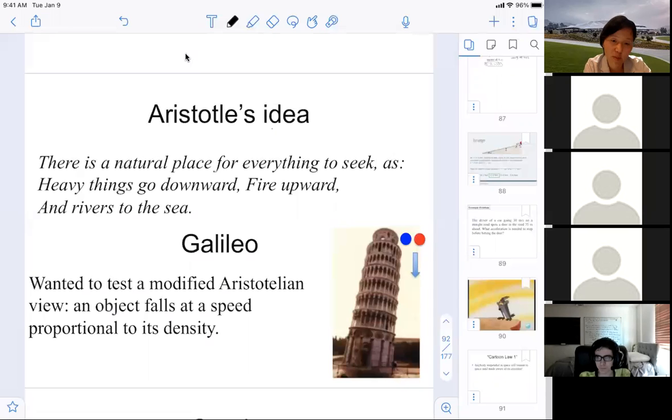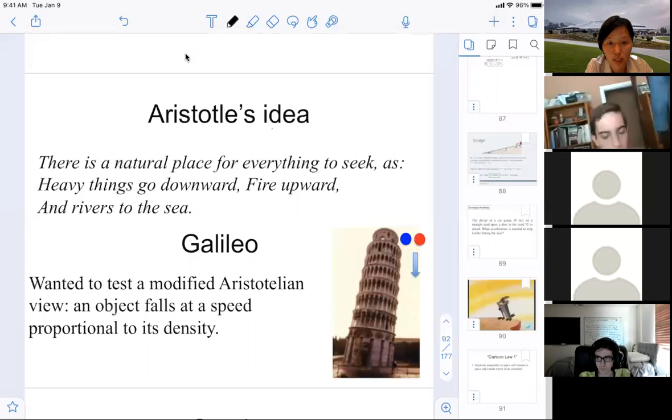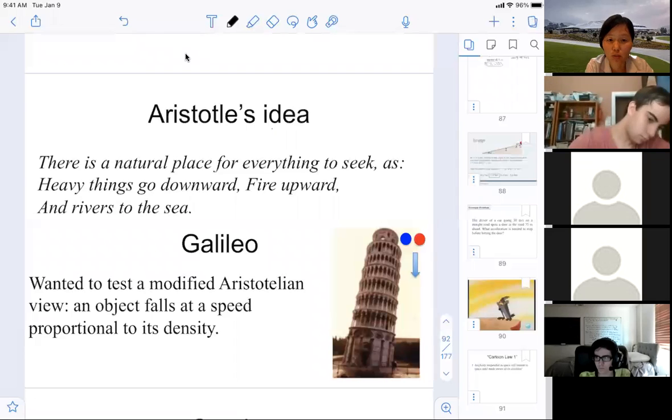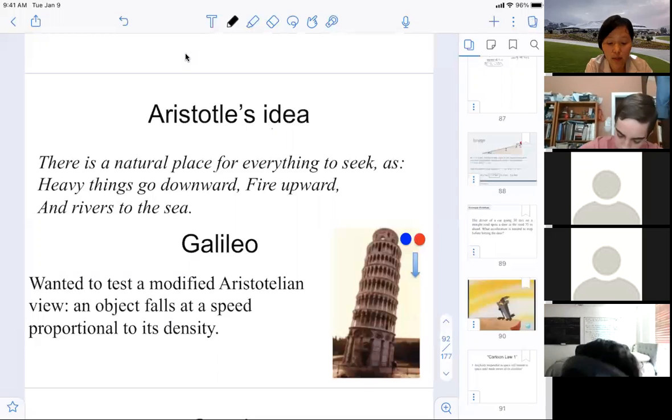The idea of free fall has been studied for many, many years. Back in Aristotle's age, he didn't even have the correct understanding of free fall as we have today. So his idea was that the heavier object will fall faster. Someone wrote a sort of poem to describe what Aristotle thought about physics and how things fall. So in terms of free fall, Aristotle's idea can be described as such. There is a natural place for everything to seek, as heavy things go downward, fire upward, and rivers reverse to the sea, right? So it's natural for a heavy object to go downward.